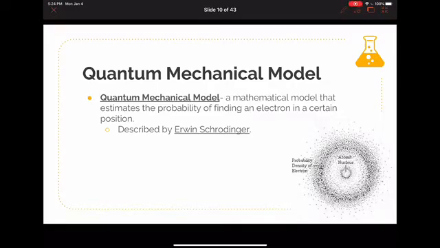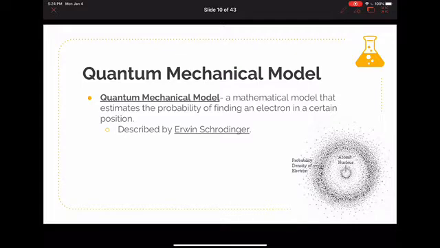Hi guys. Today's lesson is just a little bit more challenging, but I have total faith that you all can do it. So we talked about several different models yesterday, but I want to add on one more model, and this is the most recent model, the model that we currently use, and it is referred to as the quantum mechanical model, which was described by Erwin Schrödinger.